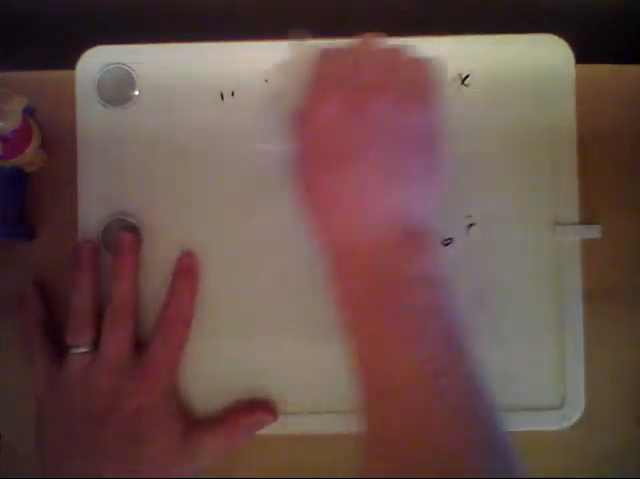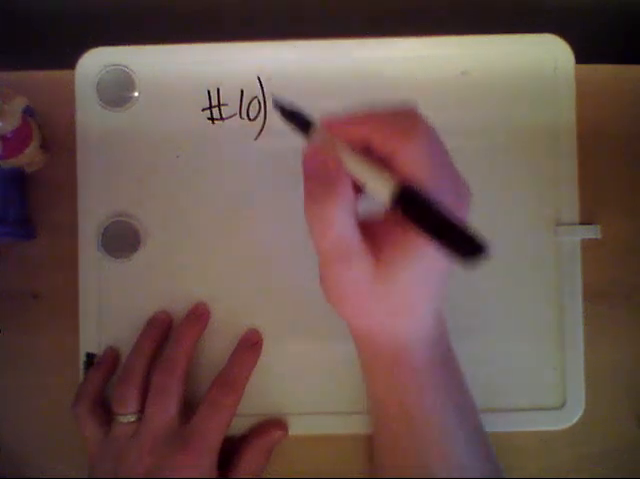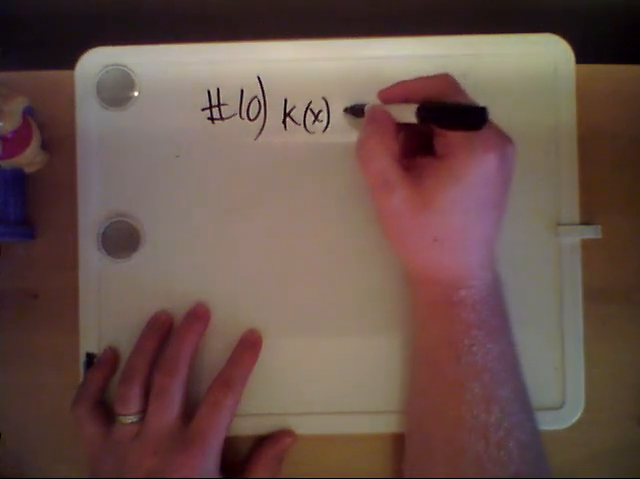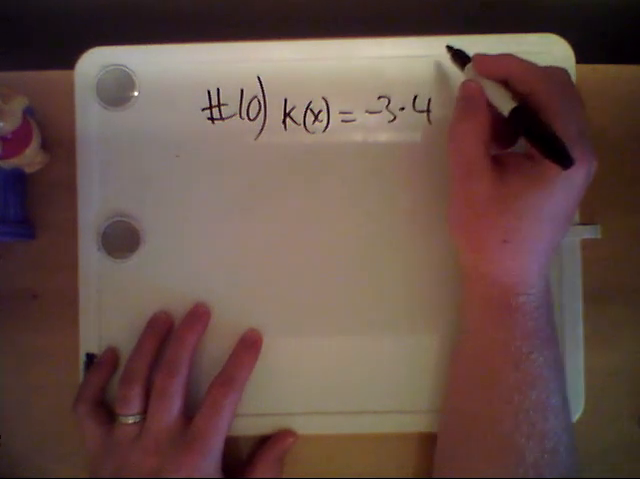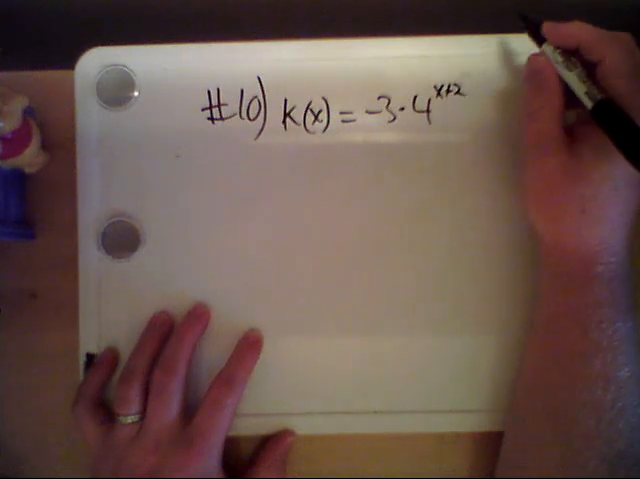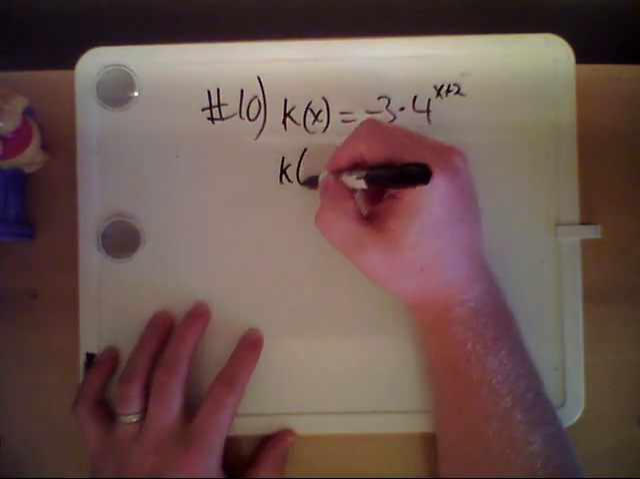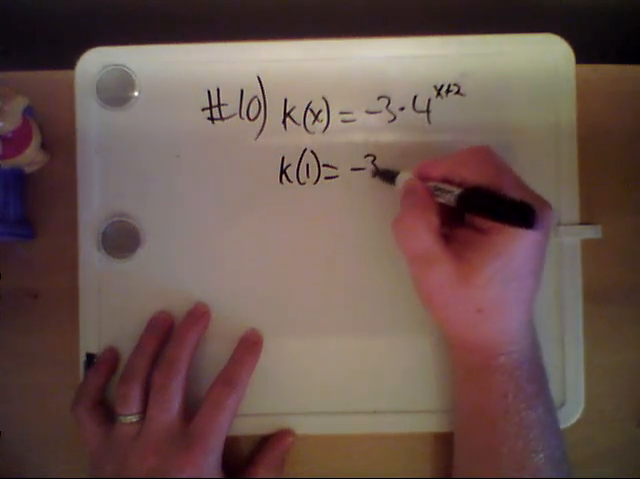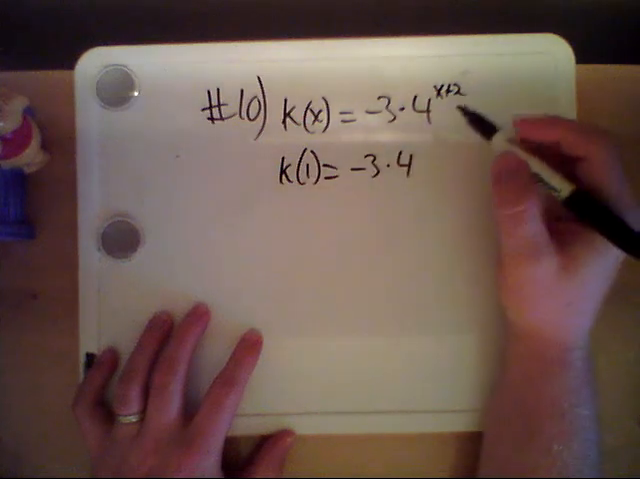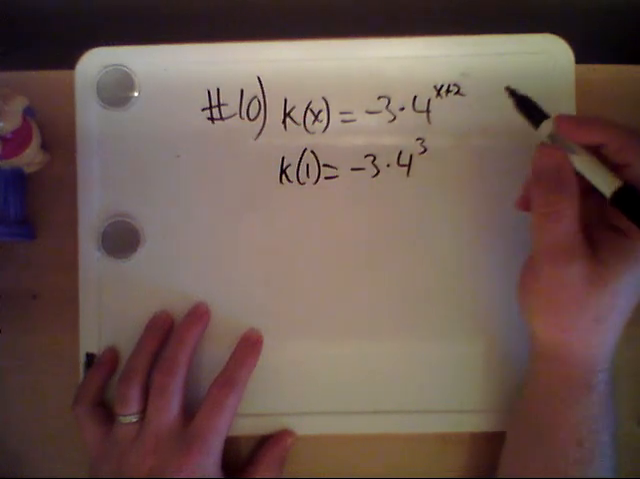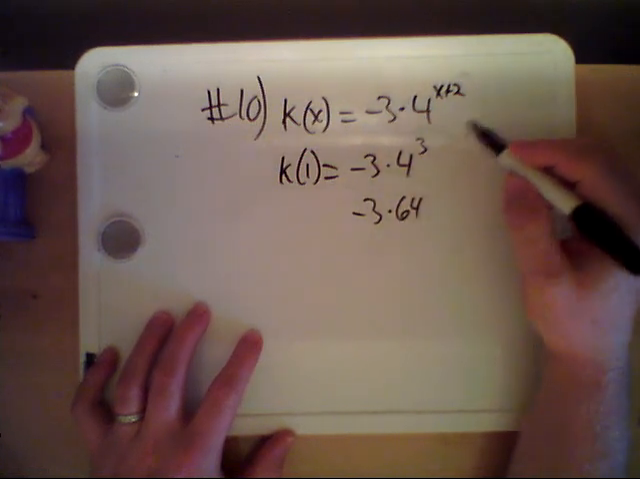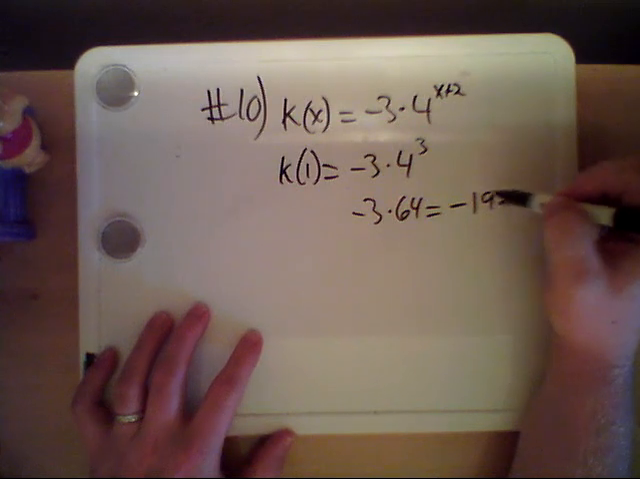All right, number 10. We've got k of x equals -3 times 4 to the x plus 2. And we're asked to find k of 1. So it's going to be -3 times 4. Anytime we see an x, we're going to replace it with a 1. 1 plus 2 is 3, so it's going to be 4 to the third. 4 squared is 16. 16 times 4 is 64. So it's going to be -3 times 64, which is -192.